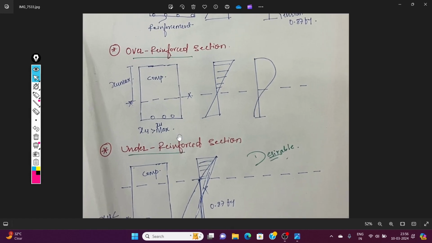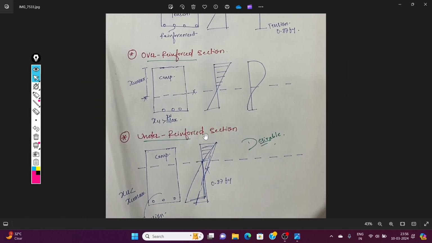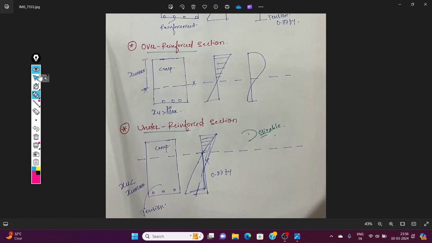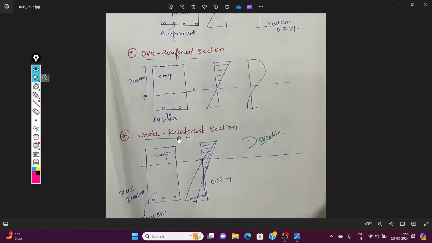Now the under reinforced section is the desirable section. Everyone recommends this section. In this section, steel undergoes the maximum amount of tension before the concrete reaches its maximum limit of compressive stress.